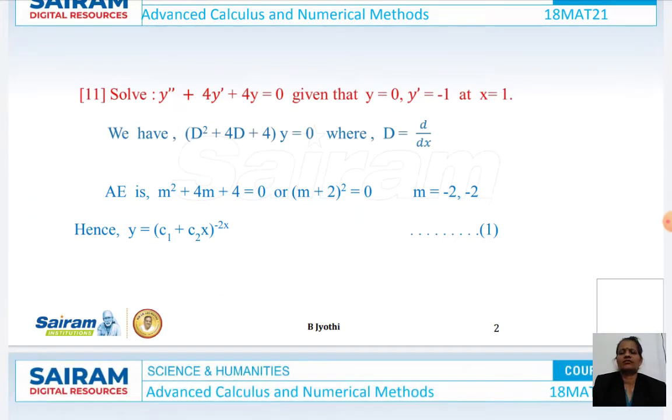Consider the given equation, that is y double dash plus 4y dash plus 4y is equal to 0. Given y is equal to 0 and y dash is equal to minus 1 at x is equal to 1. The solution is the same: m squared plus 4m plus 4 is equal to 0, wherein we get the roots as minus 2, minus 2. Hence y is equal to (c1 plus c2x) into e to the power of minus 2x.